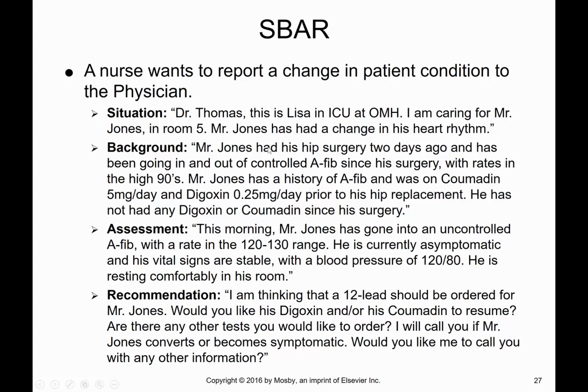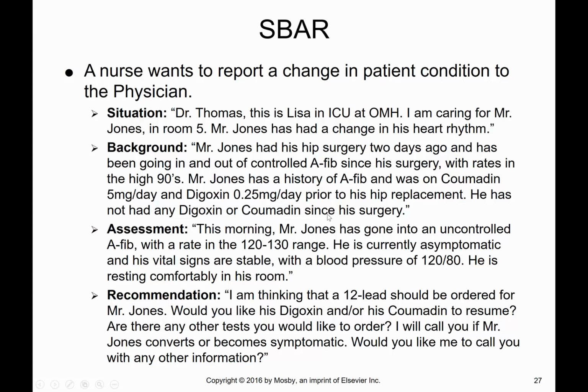Okay. Background. Mr. Jones had hip surgery 2 days ago and has been going in and out of controlled AFib since his surgery with rates in the 90s. Mr. Jones has a history of AFib and was on Coumadin 5 milligrams a day and digoxin 0.2 milligrams a day prior to his hip replacement. He has not had any dig or Coumadin since his surgery.